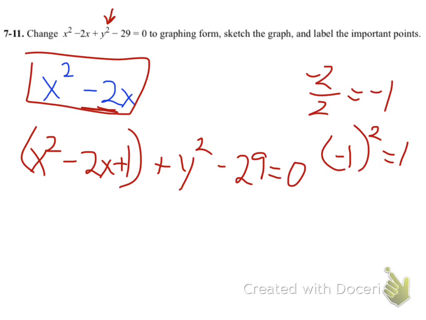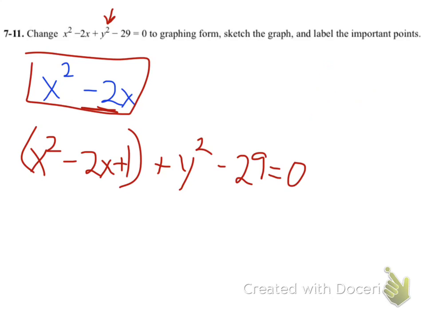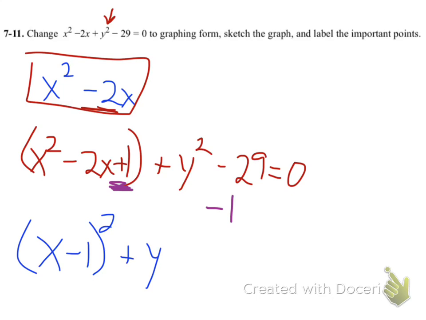Now, with this problem, I have just added 1 to this problem. This 1 right here has been added. So in order to compensate for that and make things balanced, I need to then subtract 1 away from the left side of the equal symbol as well. So now I've added 1 here, and I've now subtracted away here. It is now balanced. So I have an x minus 1 squared plus y squared minus 30 equals 0.